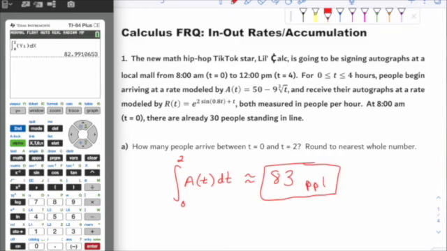If you want to be specific, people have arrived over that interval 0 to 2. Okay, and remember, anything you use your calculator for is great. You just have to show some proper notation.